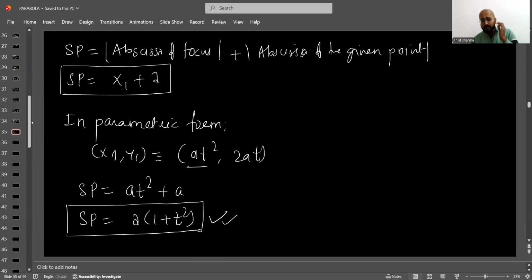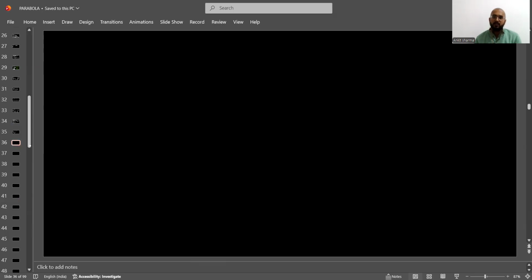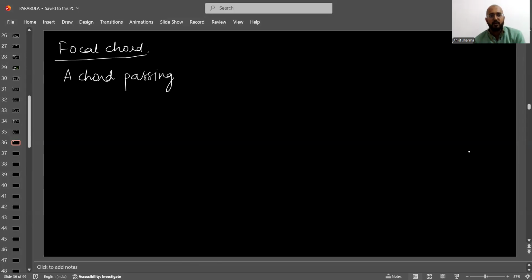Till this part, SP is equal to a into 1 plus t square, which is nothing but the focal distance of a point. Now, once we have got the focal distance, we have a lot of properties related to the focal chord, so we will discuss them one by one. Focal chord. So what is a focal chord basically? A chord passing through the focus of the parabola is called the focal chord.